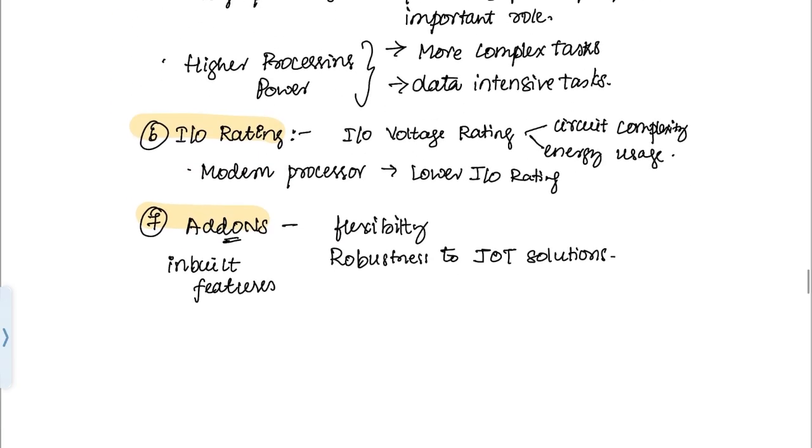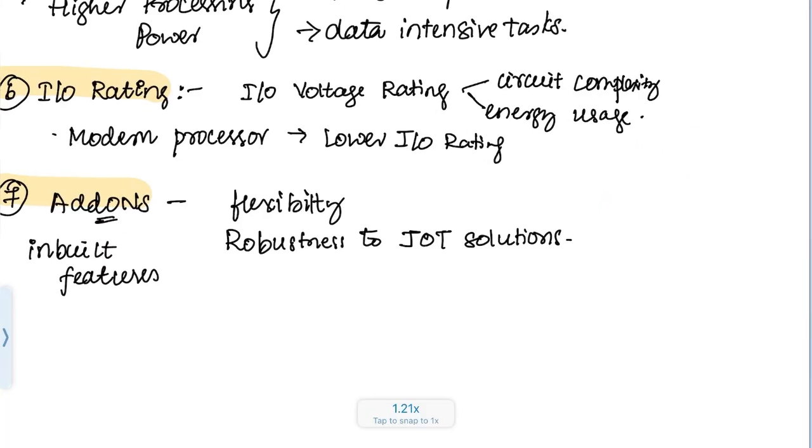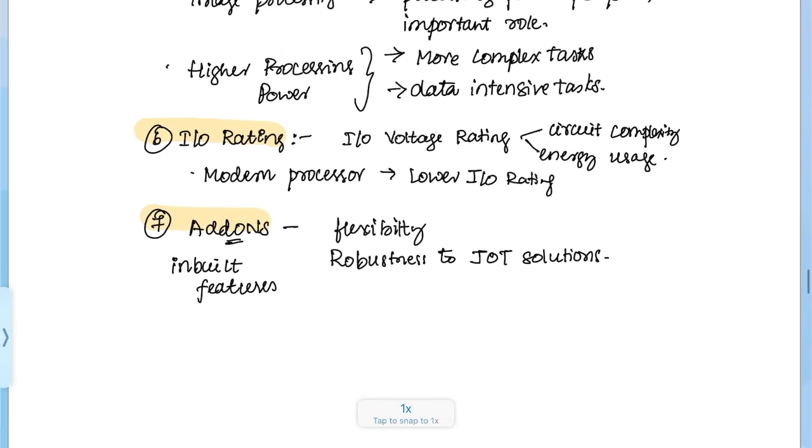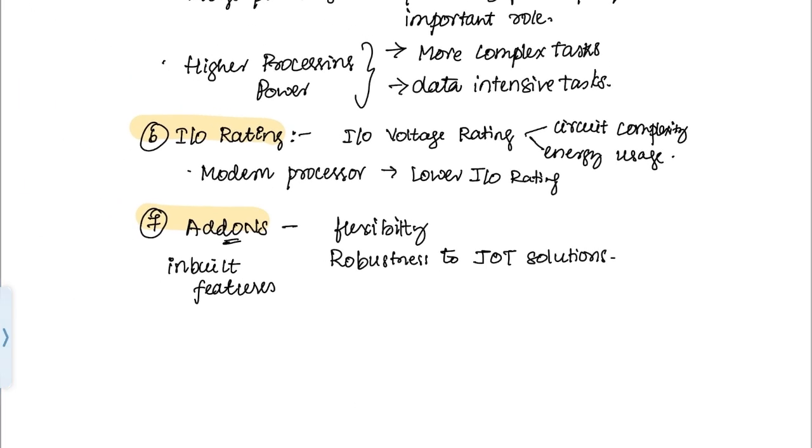Next we have the IO rating. So the input output voltage rating affects the circuit's complexity and energy use. Modern processors have lower IO rating compared to the older ones. Suppose a particular processor has an IO rating of 3.3 volts, this is for the older version. For the newer version, it could be very much less, it could be 0.5 something. I'm not sure about it.